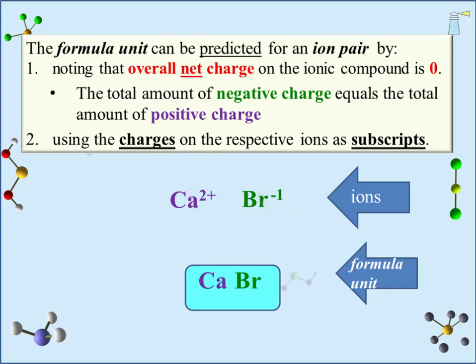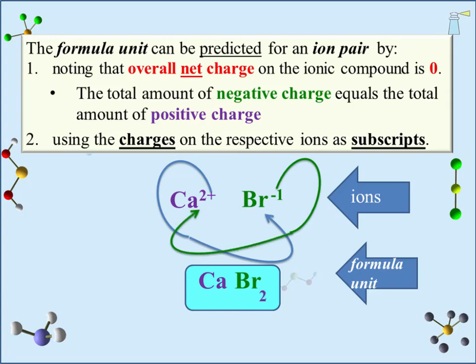The second step in our process has us taking the numerical value of the charge of one ion and putting it as the subscript of the other. For example, the 2 in the +2 of calcium will be the subscript for bromide. In our formula unit panel, we add the 2 as a subscript to bromide. We do the same thing with the 1 in the -1 of bromide. It becomes the subscript for calcium.